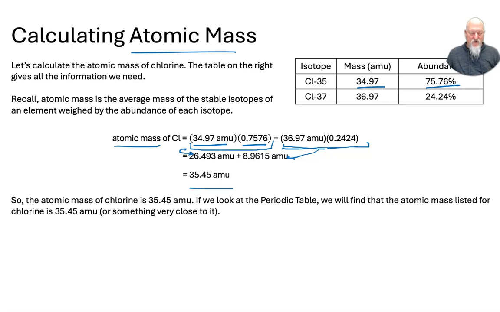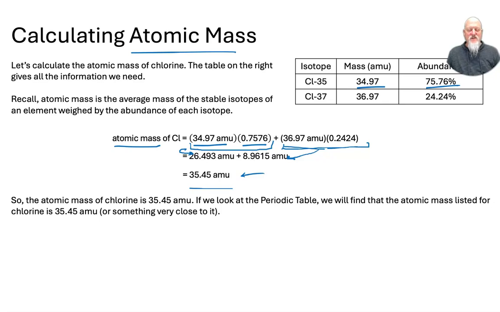So if we look at the periodic table, we should see the atomic mass of chlorine, the number under Cl, is 35.45. I have a periodic table hanging over there. I'm going to look real quick, and it has 35.45.